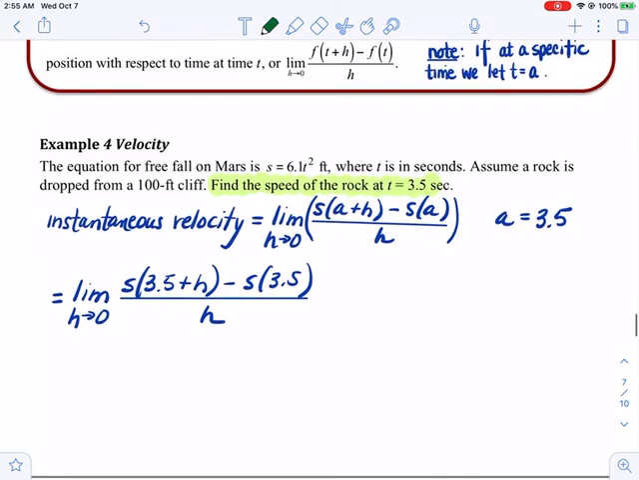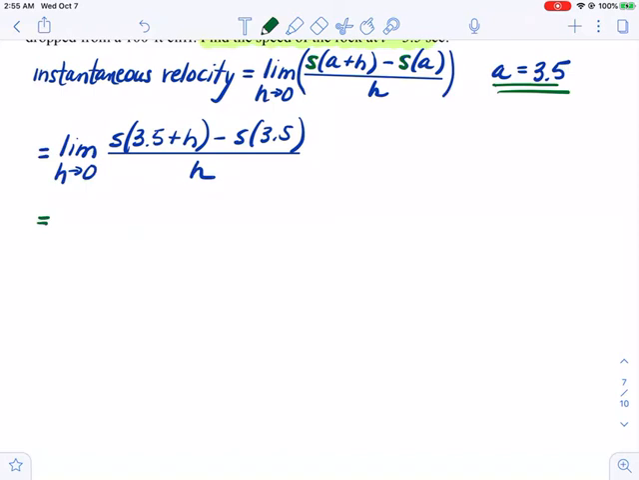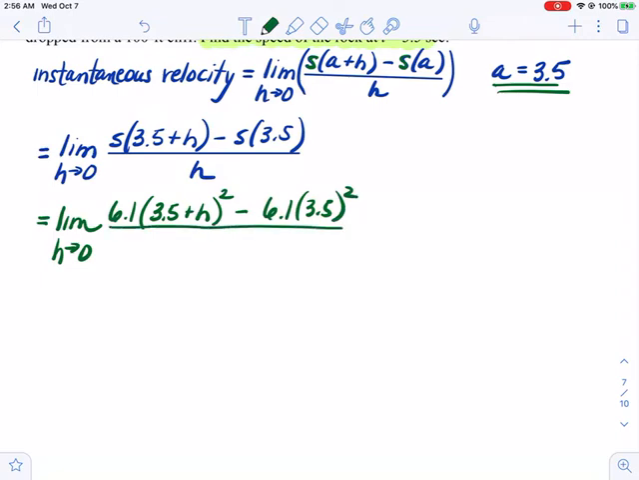So with the instantaneous velocity, instead of functional notation, I'm going to use an s for the function. I'm going to say the limit as h approaches 0 of s of 3.5 plus h minus s of 3.5, over h. In this case, the a value is 3.5. So this is our instantaneous velocity. The limit as h approaches 0 of, now I'm going to put the function values in, but leave the 6.1 out front, times 3.5 plus h squared, minus s of 3.5, which would just be 6.1 times 3.5 squared, all over h.